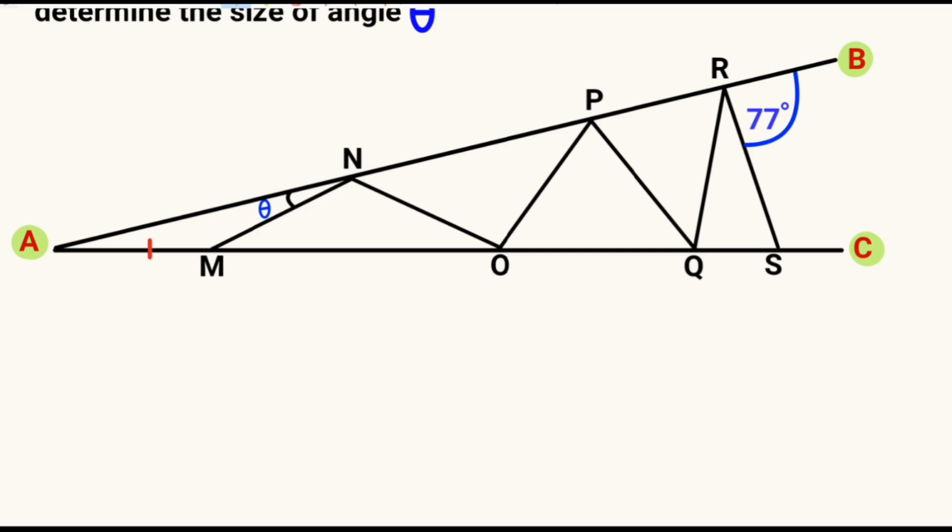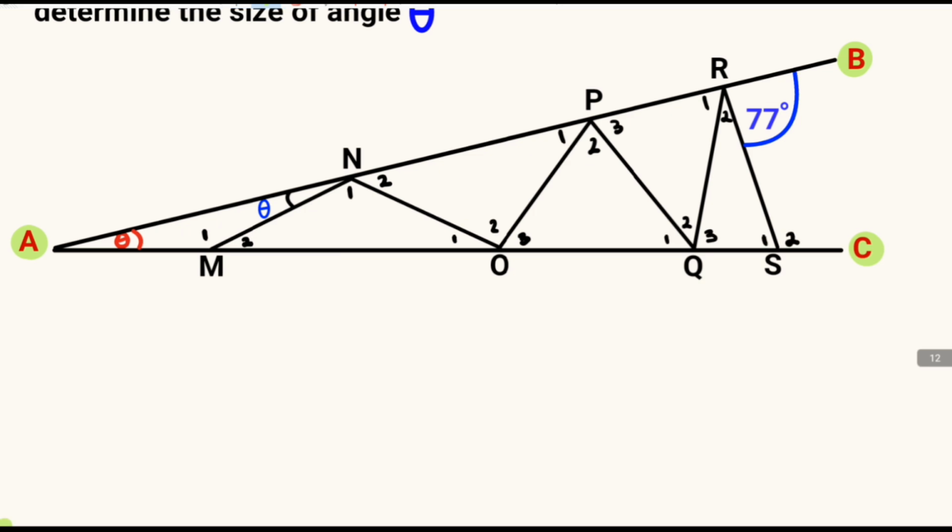Since AM and MN are equal, the size of angle A will also be equal to theta. So we can call this one angle M1 and this one angle M2, and this one we call angle N1 and that one angle N2. We have angle O1, O2 and O3. We have angle P1, P2 and P3. We also have angle Q1, Q2 and Q3 and angle R1 and R2, and finally we have angle S1 and S2.